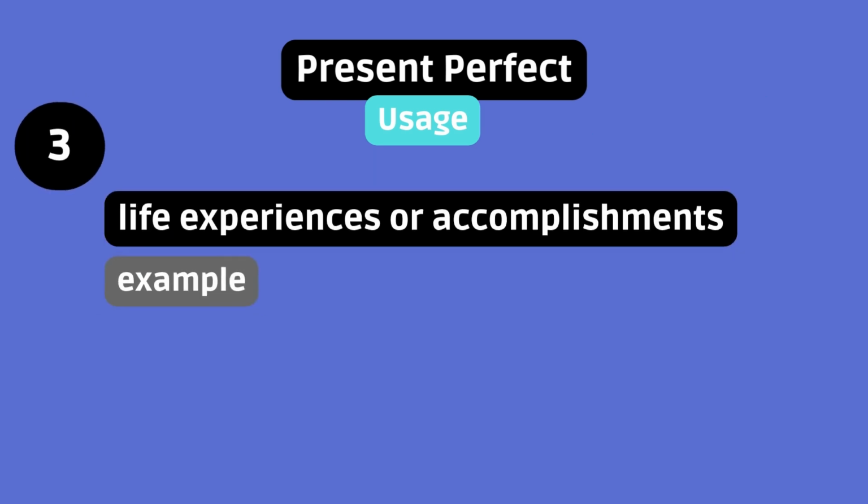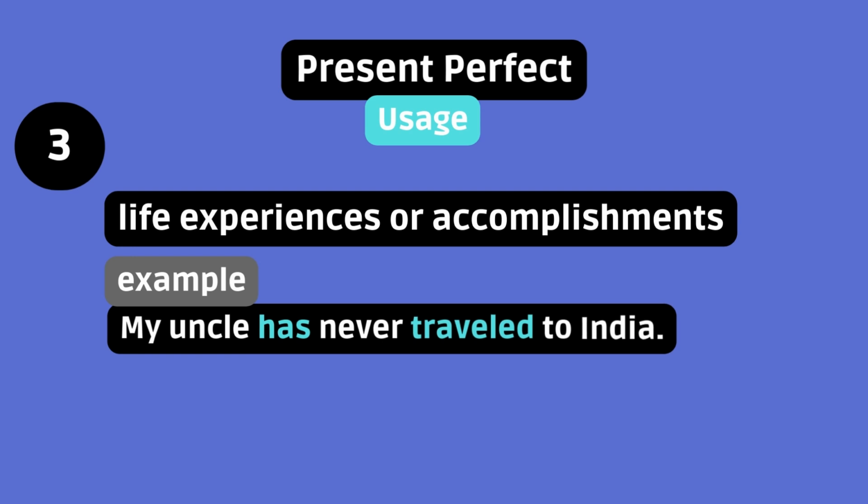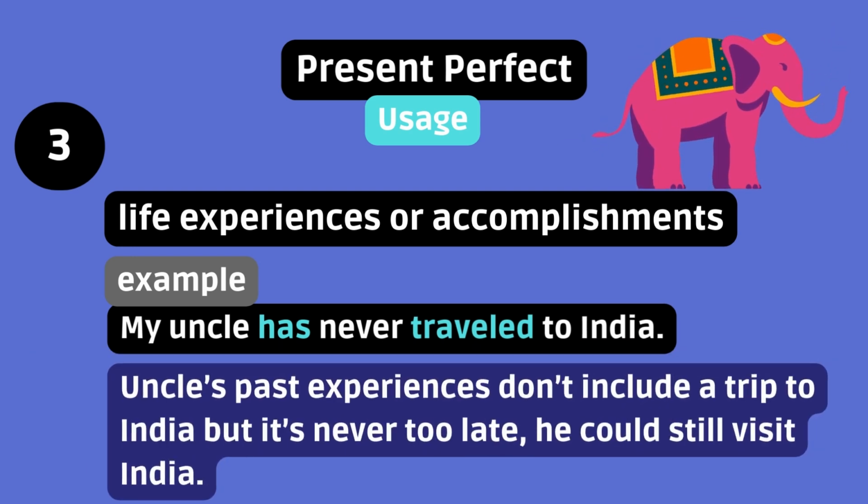Example, my uncle has never traveled to India. Uncle's past experiences don't include a trip to India, but it's never too late. He could still visit India. If I were to use the past simple, my uncle never traveled to India, that would imply no connections to the present, so my uncle would no longer be with us.